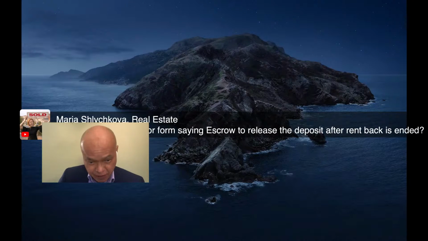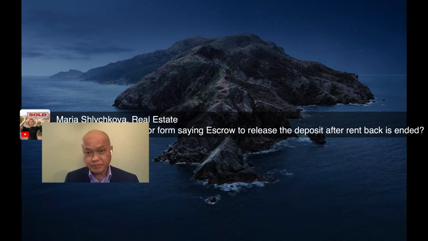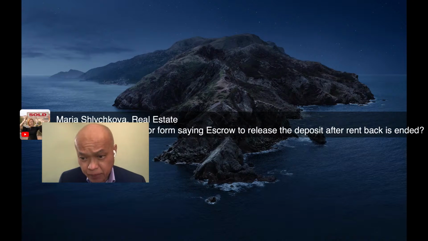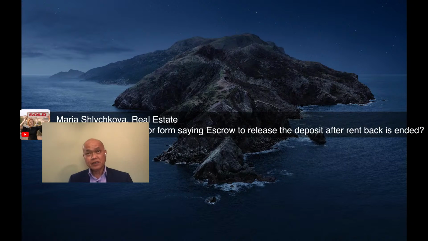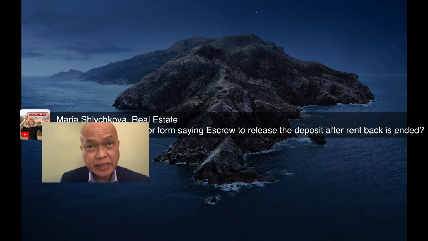So if I understand you correctly, you're asking about the deposit that is agreed on. Let's say, for example, the deposit amount is $5,000. So should the deposit be held in escrow and then released later on? Or should the deposit be paid to the buyer or given as a credit to the buyer?